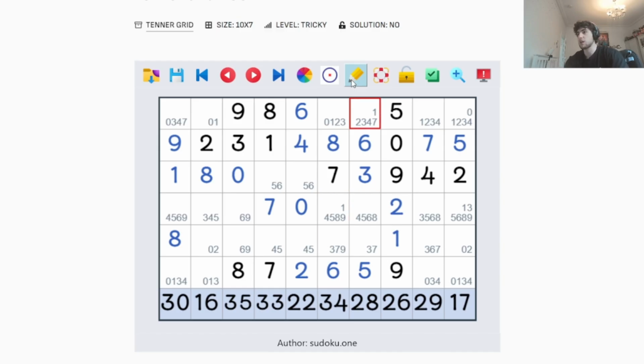And we can also get rid of, if we look at this column here, 6 plus 3 plus 5 is 14. If this cell's a 4, then the remaining two cells have to sum to 10, but that doesn't work out. There's no possibility. So this cell here can't be a 4.